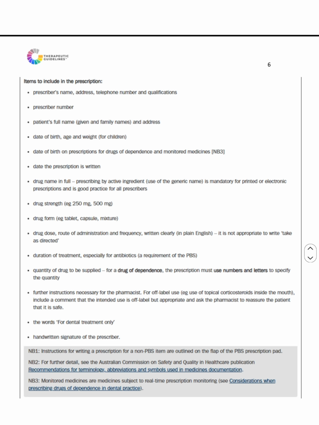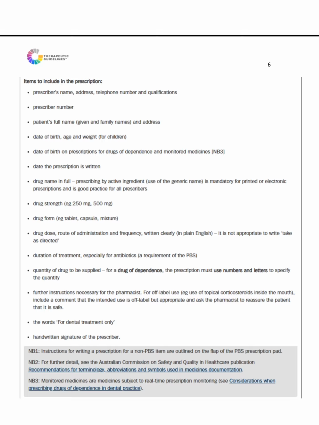Then we have to use drug strength, for example, how many milligrams, 250 milligrams, 500 milligrams or 1000 milligrams. Then drug form, for example, if it is a tablet or a capsule or a mixture, then drug dose, route of administration and frequency written clearly in plain English. Like it is not appropriate to write take as directed. So you have to write everything clearly. Duration of treatment, for how long they have to take this medication, especially for antibiotics. It is a requirement of the PBS. Then quantity of a drug to be supplied.